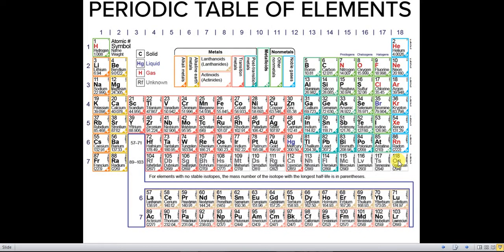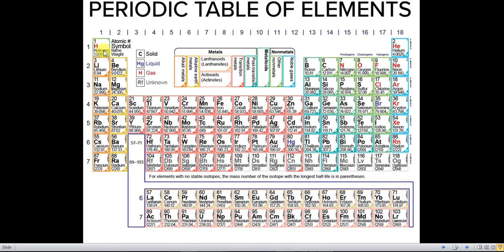Before proceeding to unit number 1, that is the semiconductor diode, we must understand the periodic table. What is the periodic table? The periodic table is the arrangement of all the elements in the increasing order of the atomic number. Here, as you can see, the periodic table of elements.